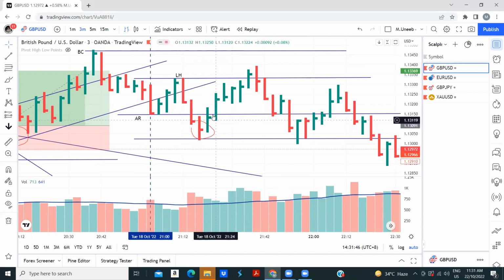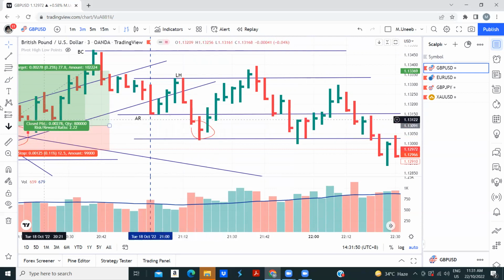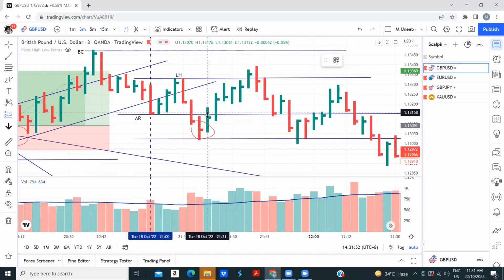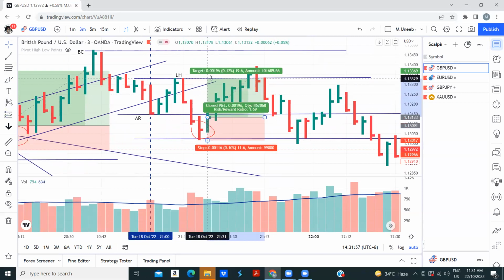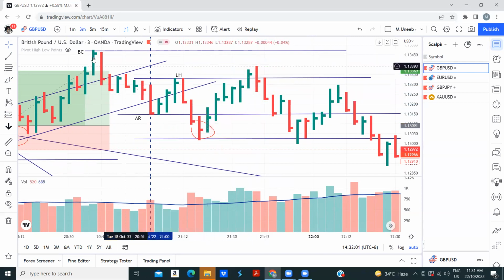So once the price reverses like this, you have an idea why the price reverses like this. Then you should know what to do at this point. That's it. It's a channel here.